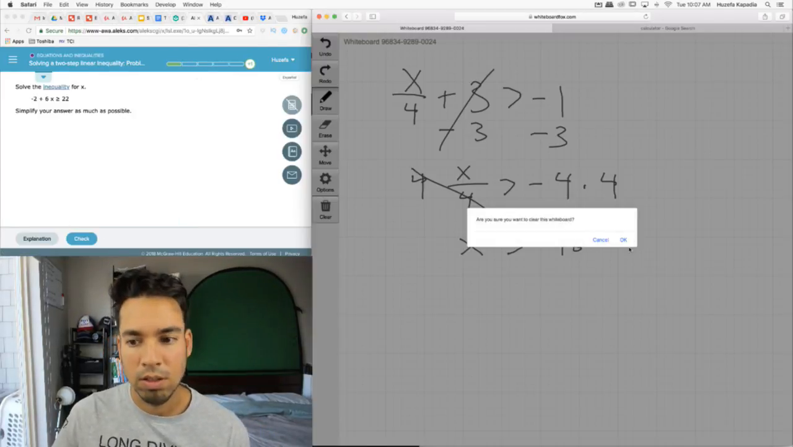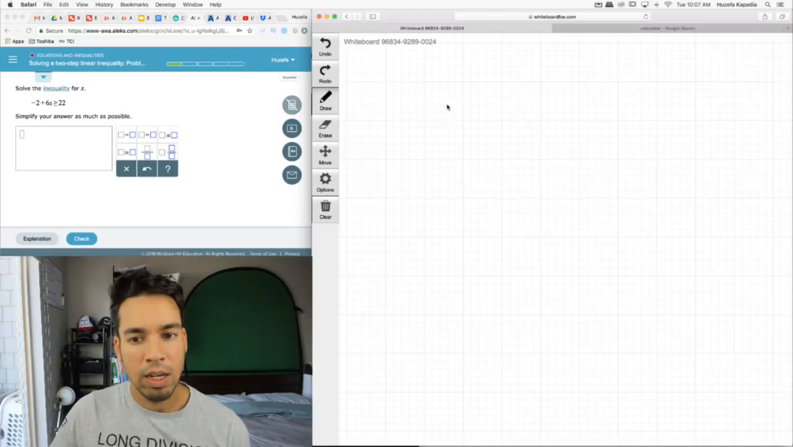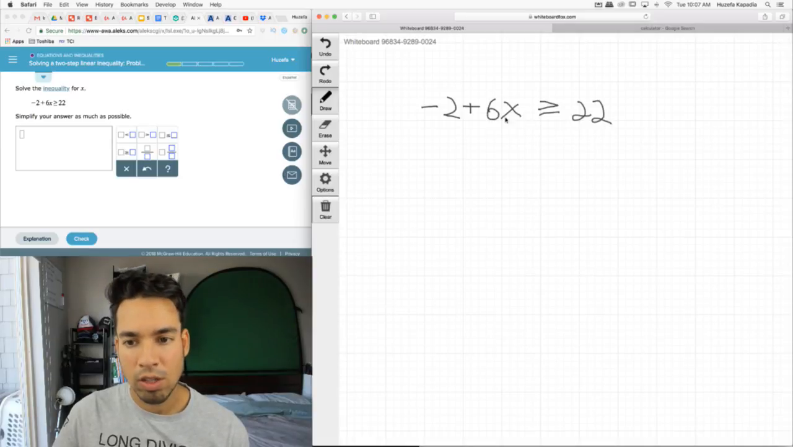Okay, next. We got negative 2 plus 6x is greater than or equal to 22. So let's solve for x, or isolate x. We're going to add 2 to both sides. The reason why I'm adding 2 is because a positive 2 plus a negative 2 goes to 0.